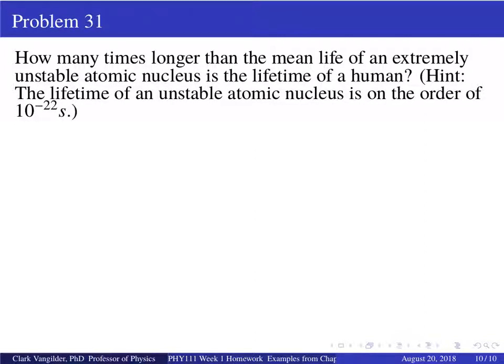All right. I think this is the last one. Pretty sure. Yes. Right on time. How many times longer than the mean life of an extremely unstable atomic nucleus is the lifetime of a human? Okay. So basically, let me give you a data point here. The mean life of an extremely unstable atomic nucleus, that will be about, what is it? Oh, I put it down there already. 10 to the minus 22 seconds. So 10 to the minus 22.